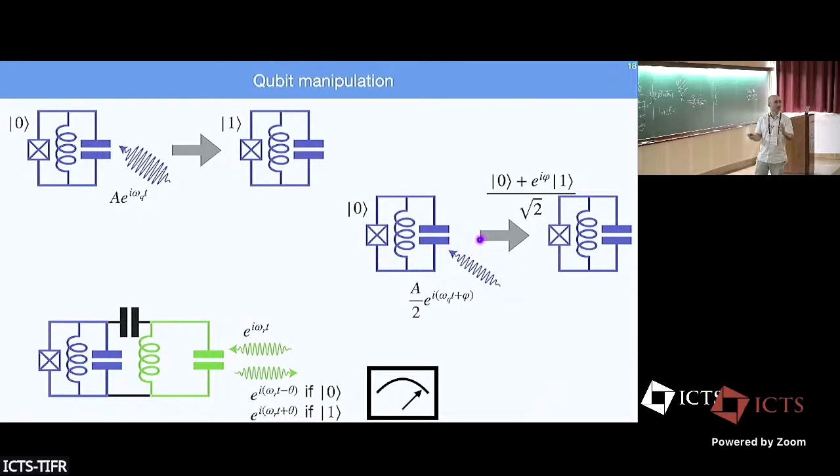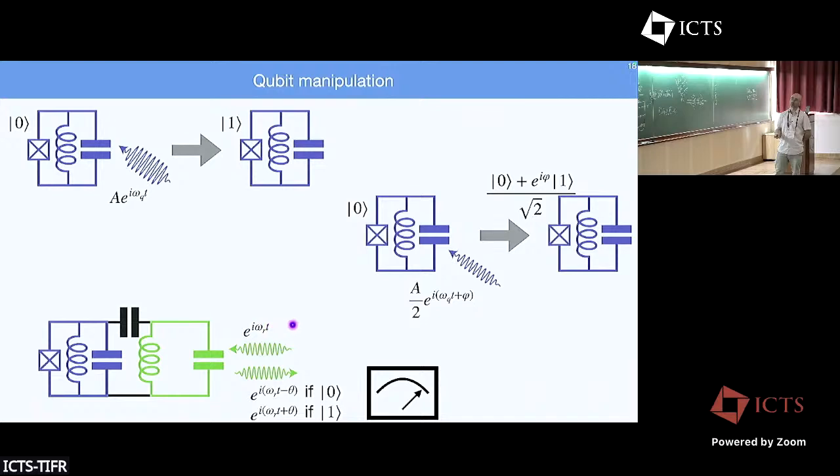So you see it's as simple as this. One can also do rotations around Z by putting some detuning in this drive. So you see there's full control of the Bloch sphere. Single qubit operations are simply done by microwave driving.